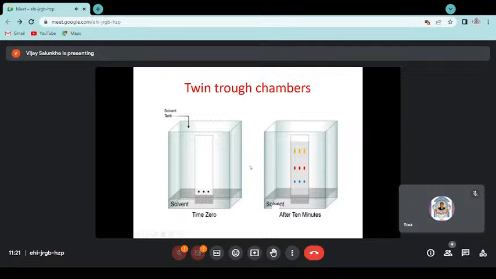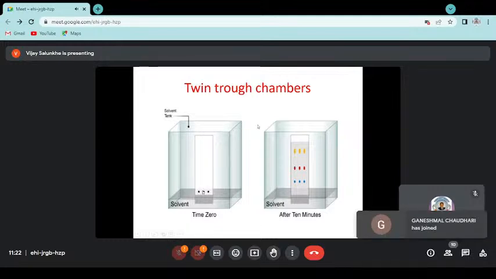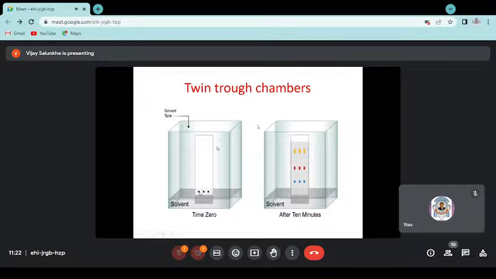Then the twin trough chambers are totally different from our glass chamber. That means these are very sophisticated. There is an internal arrangement or structure where we can place your plate at a 45 degree angle. You can allow your mobile phase to run in ascending order. Then the spot contains several active constituents, so the active constituents from that spot can be separated when your mobile phase runs in ascending order, and you can get such spots on this plate after some time, maybe after 10 or 15 minutes. So that is development of the chromatogram.